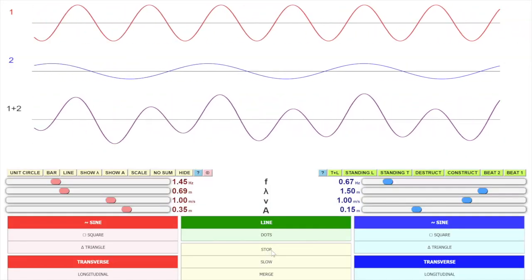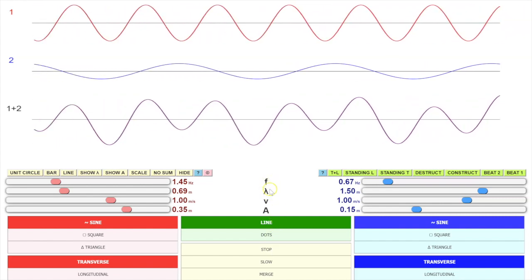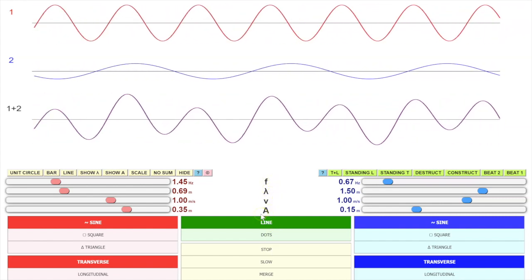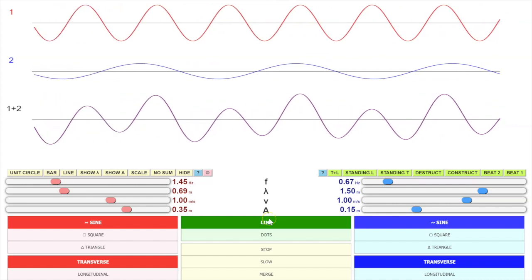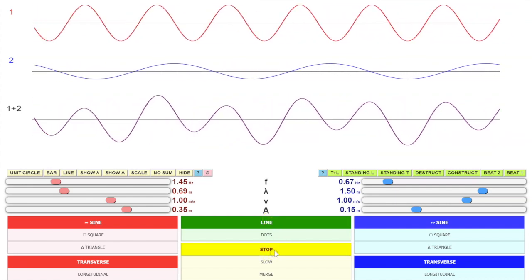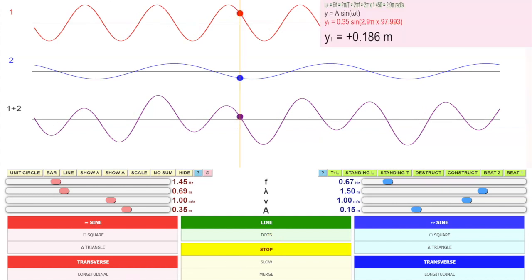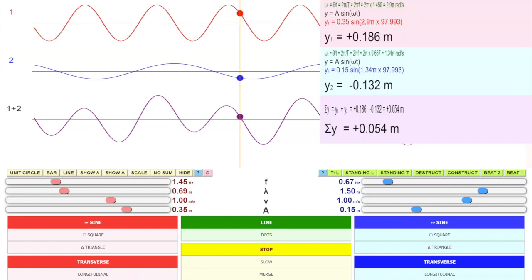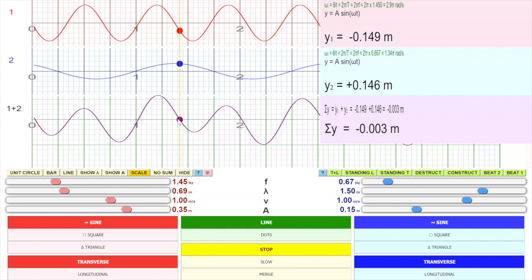What if we had two waves with completely different frequencies, wavelengths, and amplitudes? How would we find the wave sum? Well, that's when we use the principle of superposition. I'm going to go ahead and stop this, and let's explore the different values for each wave and see how they add up. So I just went ahead and added a scale so we can look at specific points along each wave. Let's go ahead and start with 0.5 over here.